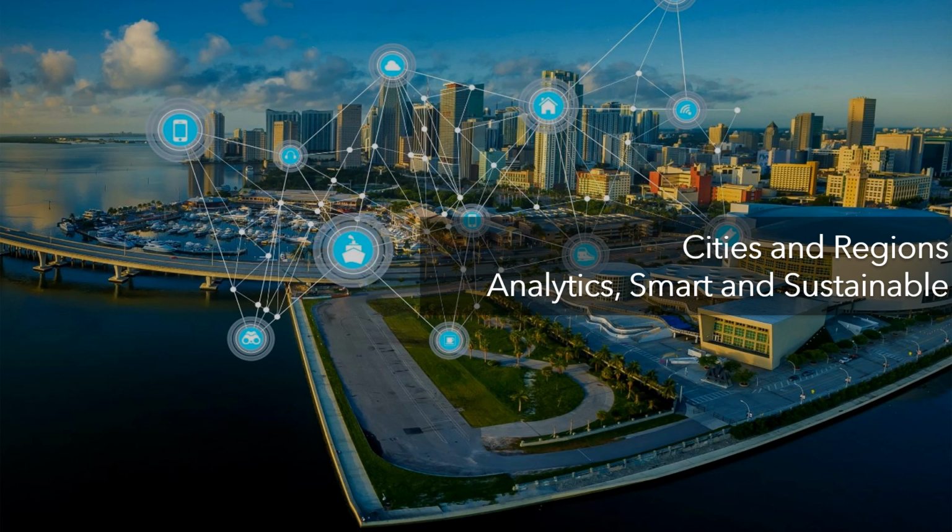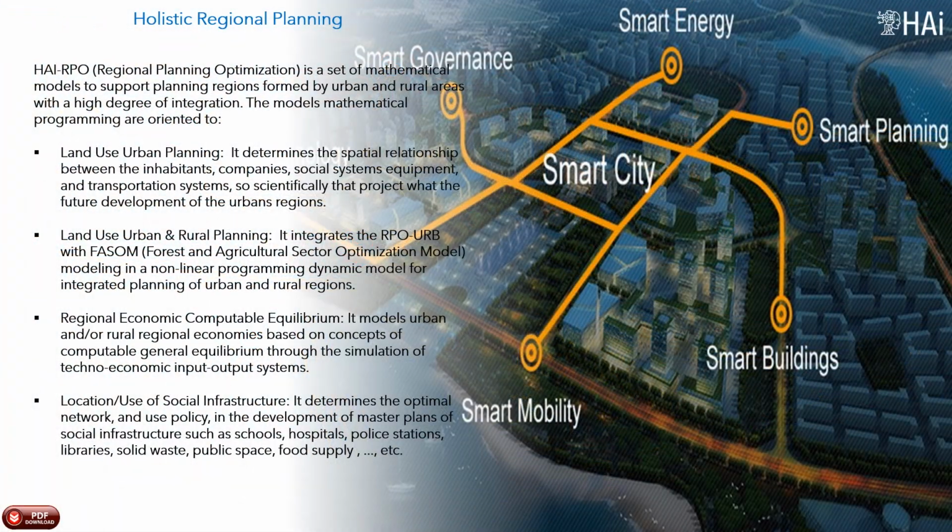Cities and regions. Analytics, smart and sustainable. HiRPO, regional planning optimization, is a set of mathematical models to support planning regions formed by urban and rural areas with a high degree of integration. The mathematical programming models are oriented to land use urban planning. It determines the spatial relationship between the inhabitants, companies, social systems equipment, and transportation systems, so as to scientifically project the future development of the urban regions.